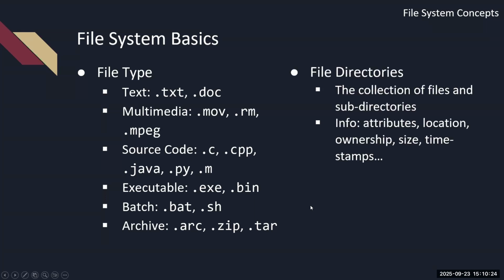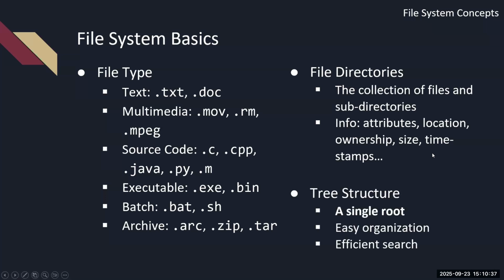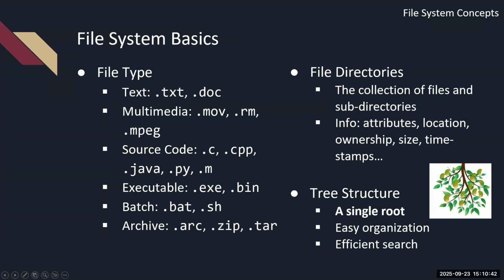Directories are another large group. A directory is a collection of files and subdirectories, and it may contain information about attributes, location, ownership, size, and timestamps, right? And the file system is maintained as a tree structure. This is very important. As a tree structure, everything is derived from the single root. And we can see that leaves and branches are all contained within this root. The tree structure is designed for ease of search and organization.